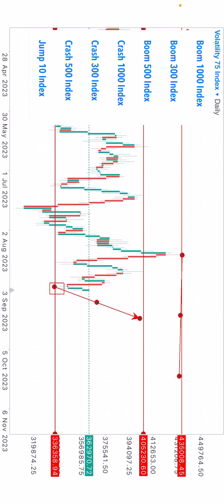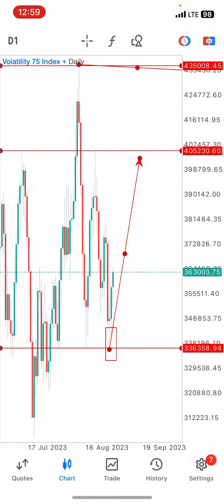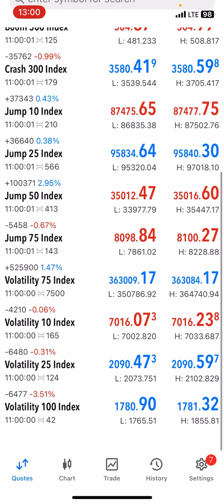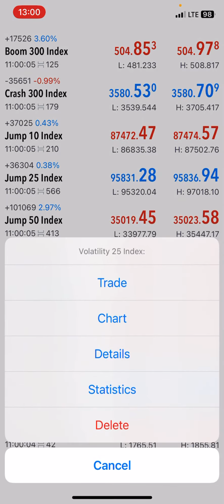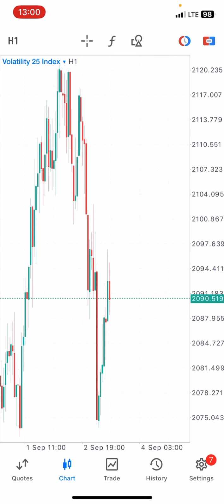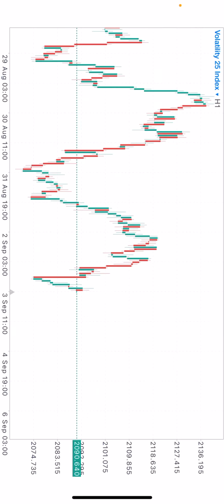Okay, maybe let's take a look at another index, maybe V25. What do you guys like? Maybe let's take a look at V25.